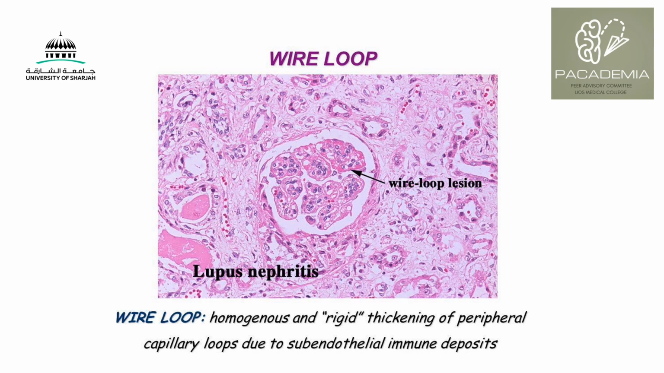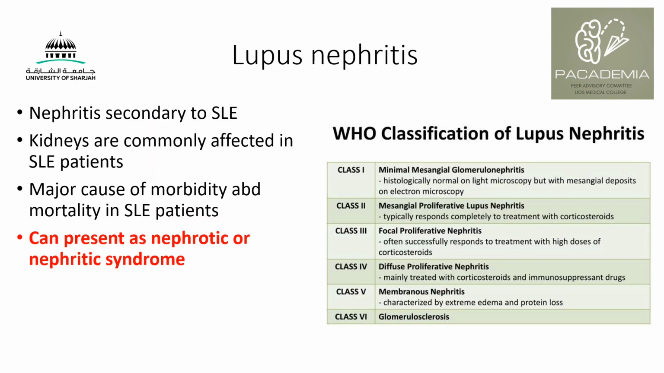Homogeneous thickening of peripheral capillaries with subendothelial deposits. So the keyword is subendothelial, but as we saw in the previous slide, it could be subepithelial and intramembranous. The last thing we talked about is lupus nephritis. Lupus nephritis means when nephritis happens secondary to SLE. Okay, so this is what it means.